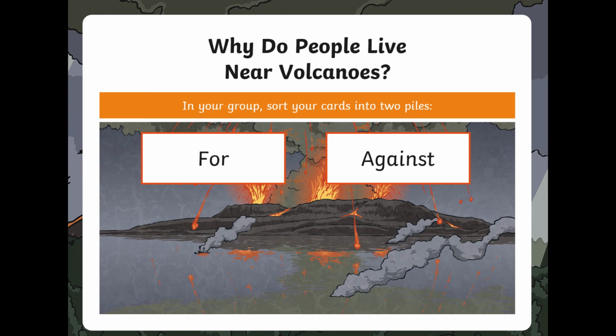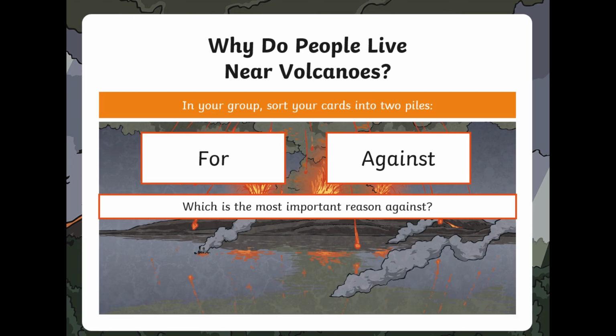There are lots of reasons for and against living near volcanoes. Your job will be to sort the reasons that you are given into two piles, reasons for and reasons against. You might need to have a little think. You could even discuss your ideas with somebody near you or somebody at home. Have a think. Which is the most important reason against living near a volcano? Why do you think that? There isn't necessarily a right or wrong answer, as long as you can explain your idea.